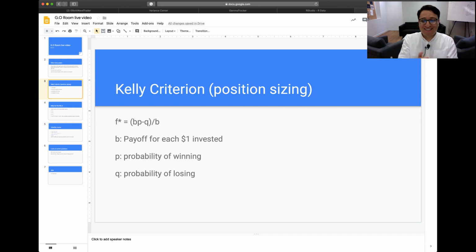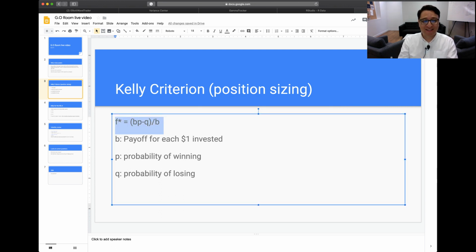And the funny thing is that it is so simple. It's right here. It's the first thing here. This is the Kelly criterion. It's just a little formula. And the fraction of the portfolio is BP minus Q divided by B.